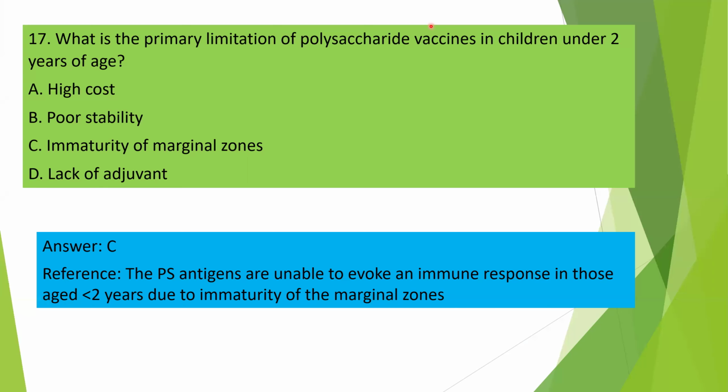The antigen does not enter the germinal center. For that, it requires T cell help, which polysaccharide cannot provide. Therefore, that is the reason these marginal zones are not well developed. That's why below 2 years, you don't give polysaccharide vaccine.